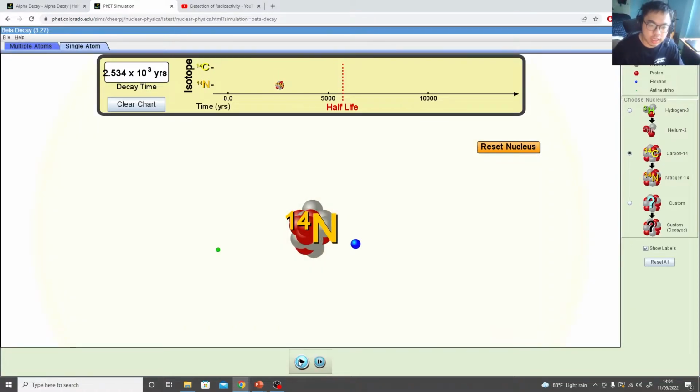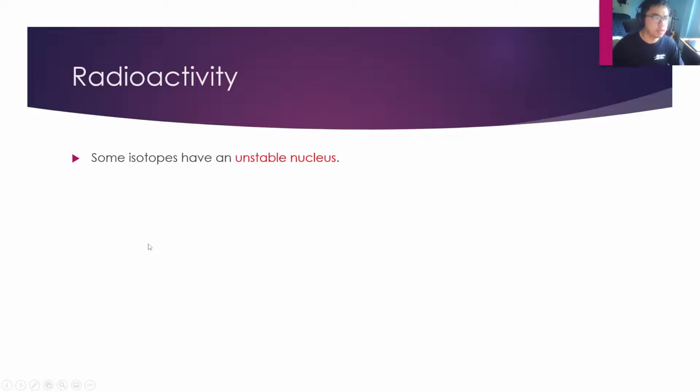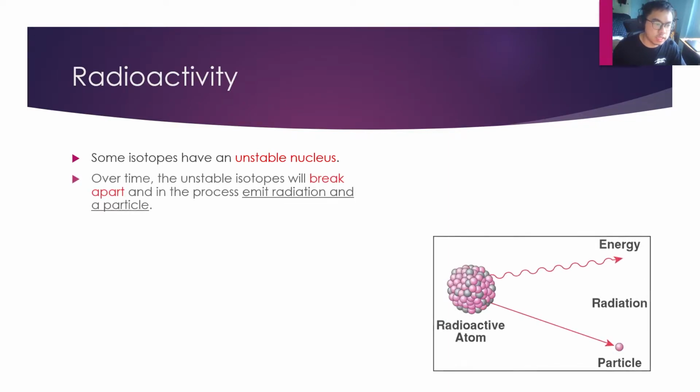Right. So here, carbon 14, in order for it to become stable, it gives out two things. There's one thing here and another thing here, but don't worry about that. Just know that in order for it to become stable, it gives out radiation. And as a result of that, it becomes nitrogen 14, which is a much stabler nucleus or atom. So, as we established, some isotopes or some substances in this universe have an unstable nucleus.